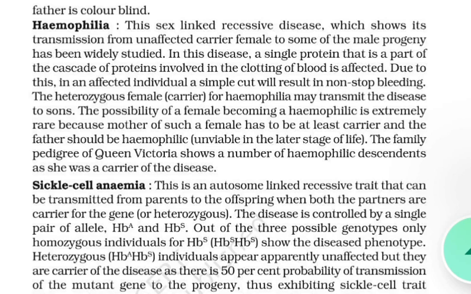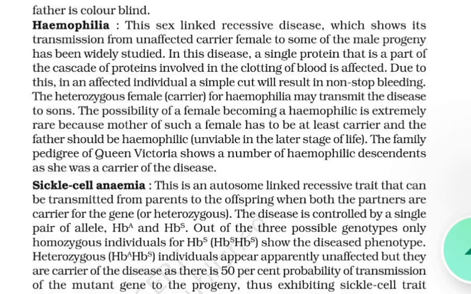Next is sickle cell anemia. This is an autosome-linked recessive trait that can be transmitted from parents to the offspring when both the parents are carriers for the gene or heterozygous. Clear?